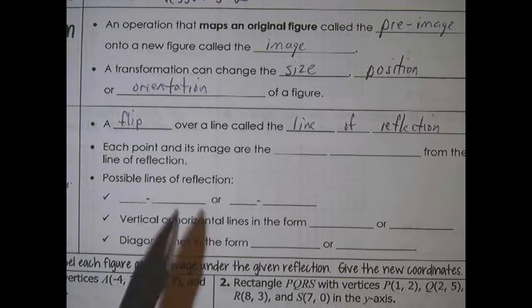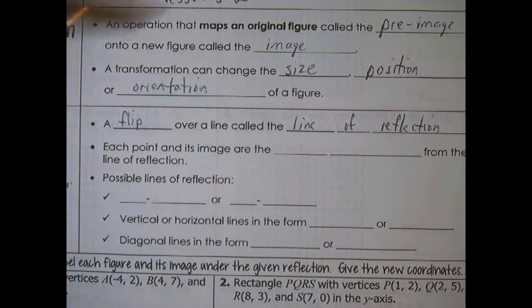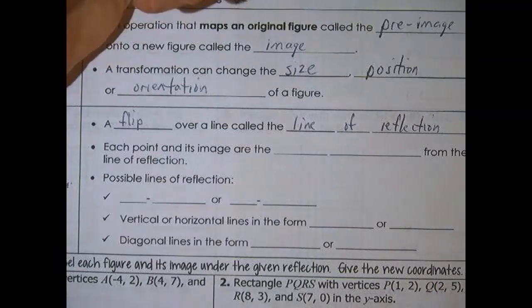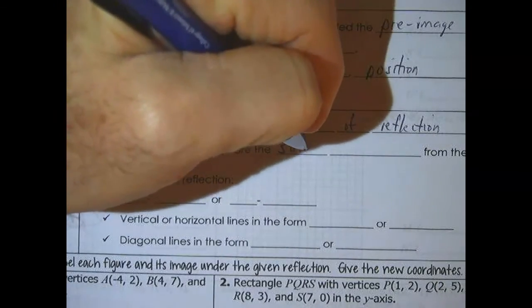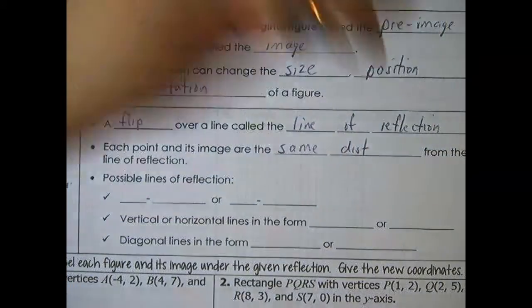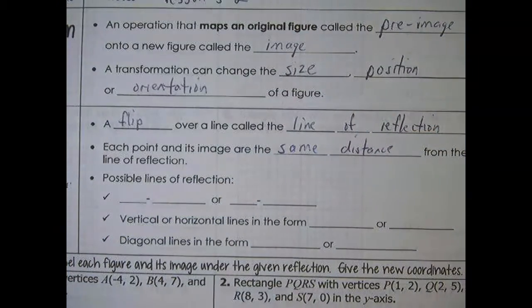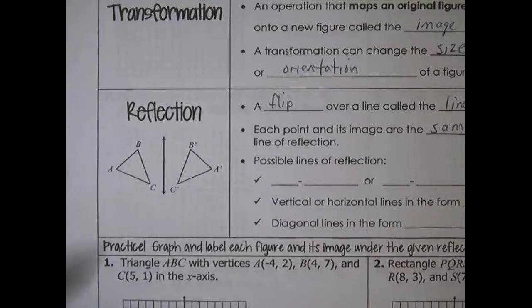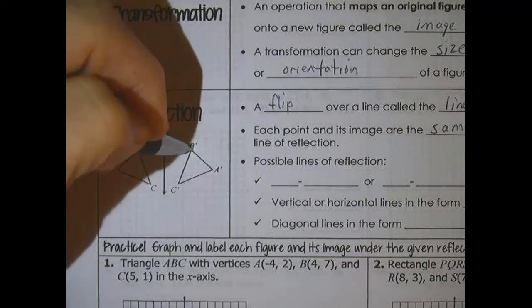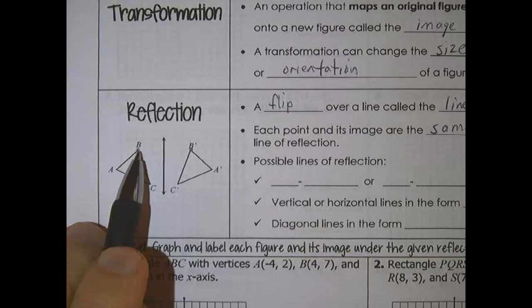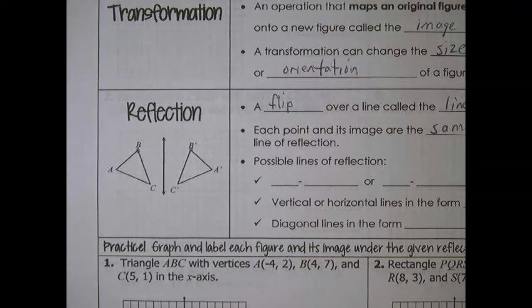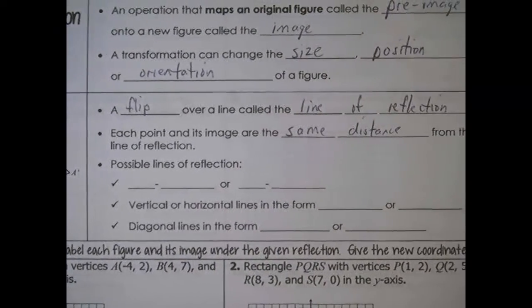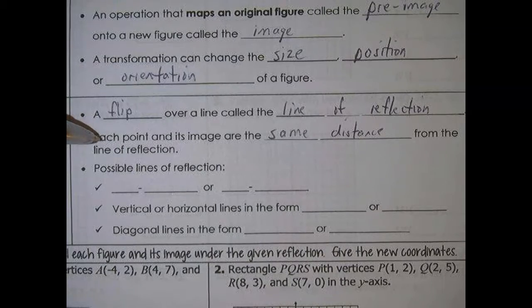Okay, with a reflection, each point and its image will be the same distance from the line of reflection. So if you look at this and you take, for example, B and B prime, and you were to measure from that line here to the line here, they would be the same. And that would be the same situation with every reflection. There's always going to be a line of reflection, and that distance rule is going to always hold true.